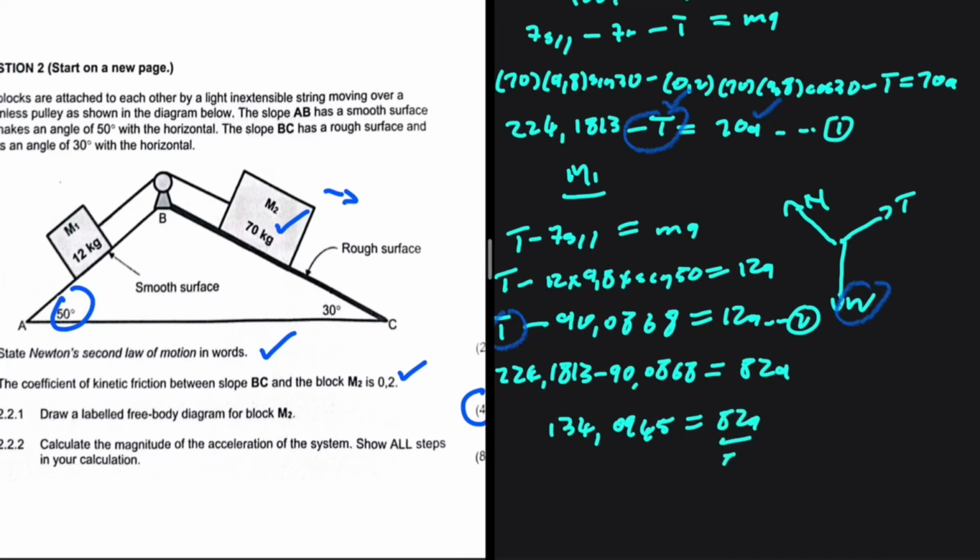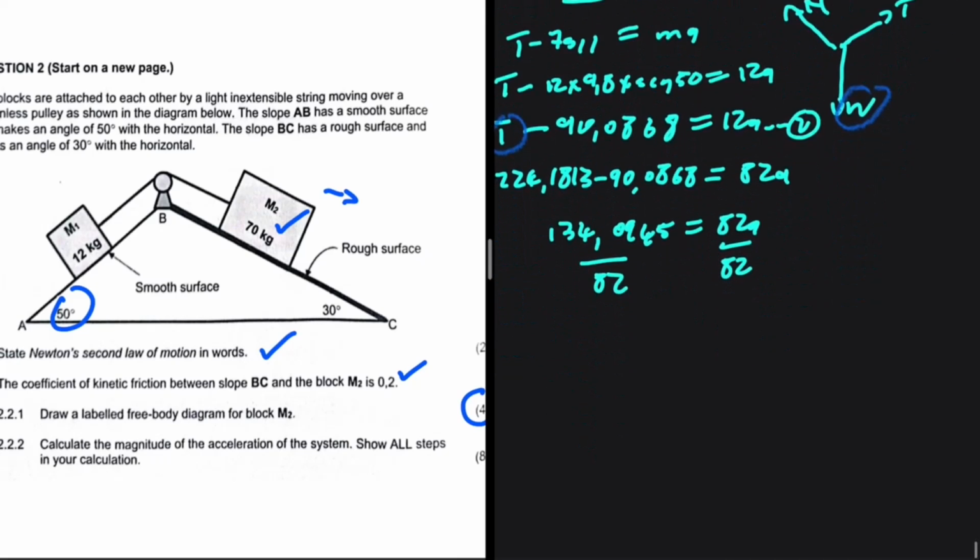We need to divide both sides by 82, obviously. And if we do that, we're going to get an acceleration that is equal to 1.64 meters per second squared. We are only interested in the magnitude. We don't need to indicate the direction.